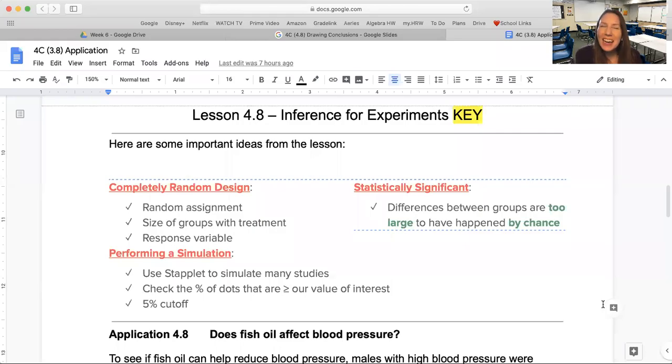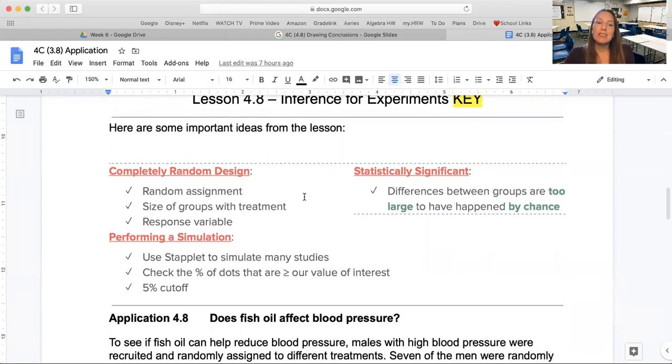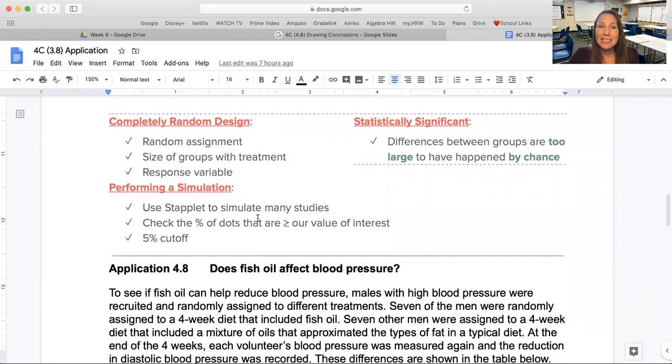Hey, so hopefully you've had an opportunity to go through your problems on 4.8 application. We're going to go ahead and go over some big ideas of our lesson together and then look at the application answers. So some important ideas from our lesson are completely randomized design.